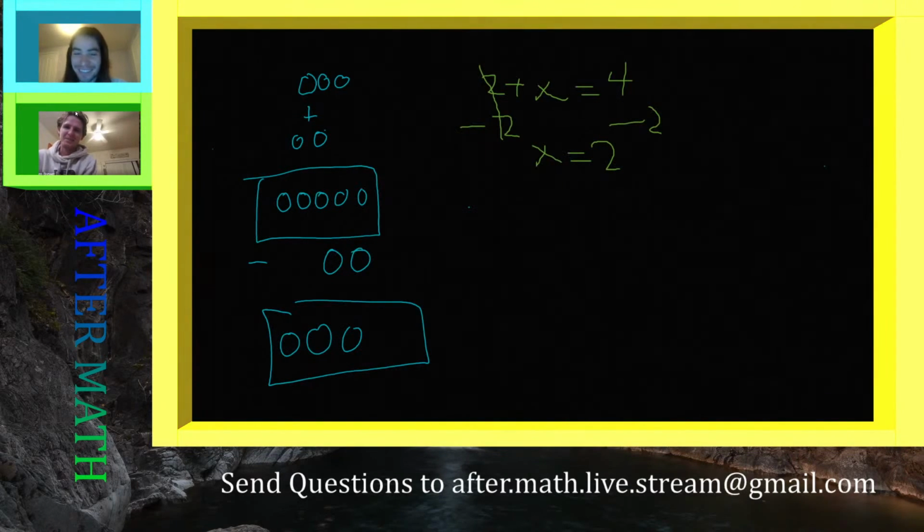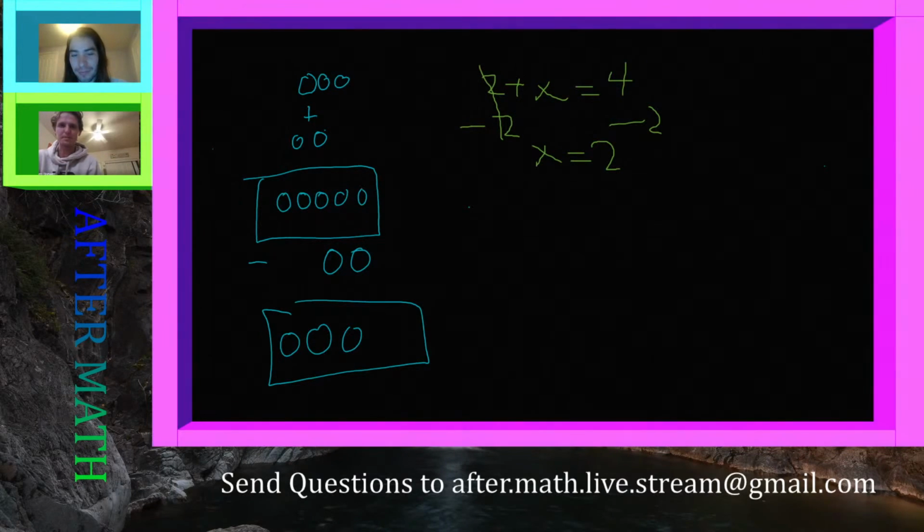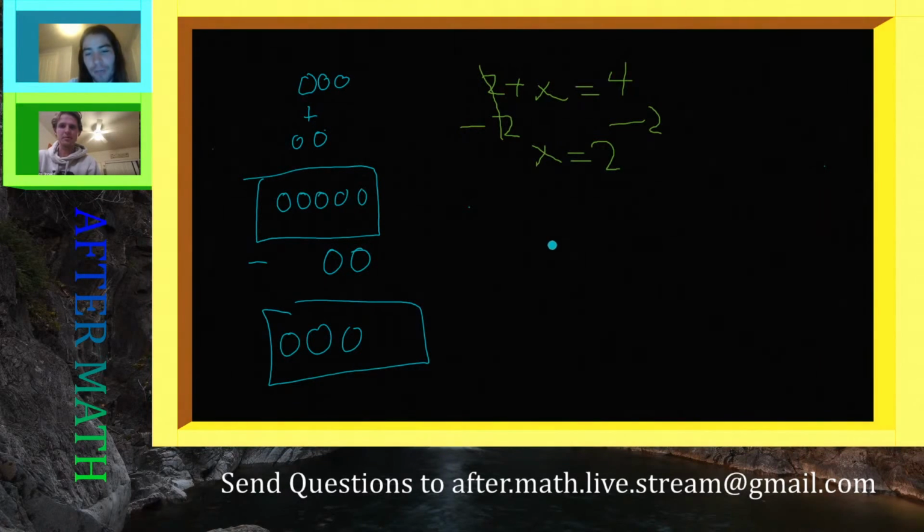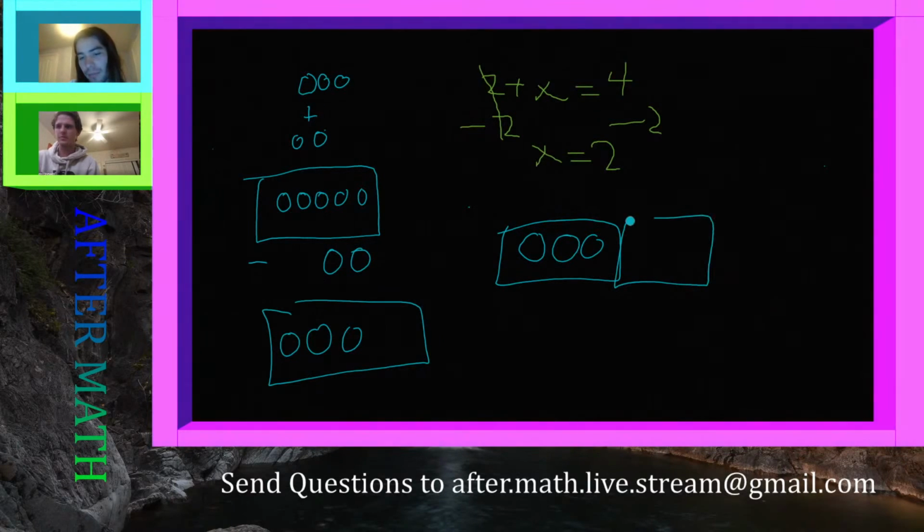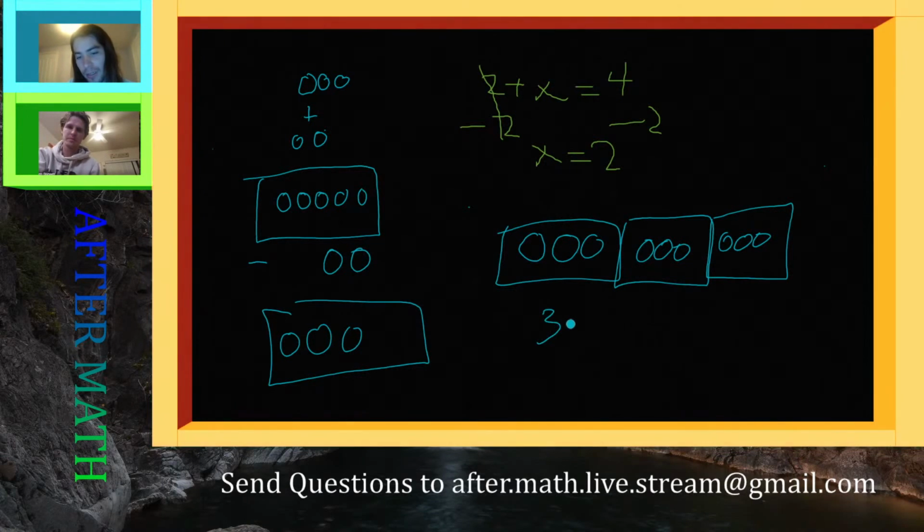All right. So multiplication and division are also inverses. One way to think about this is if we had these boxes of three circles again, and we had three of them, and we're like, yay, we've got three boxes of three. We know that from before is 3 times 3.